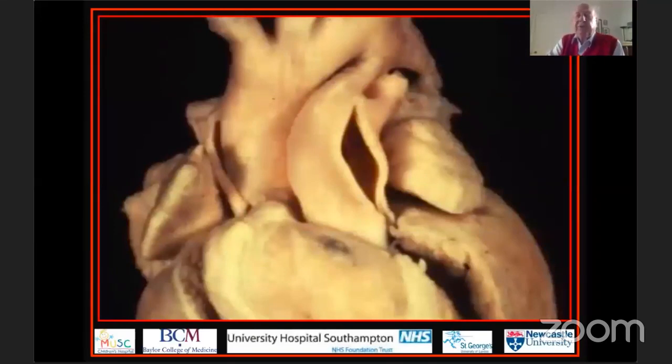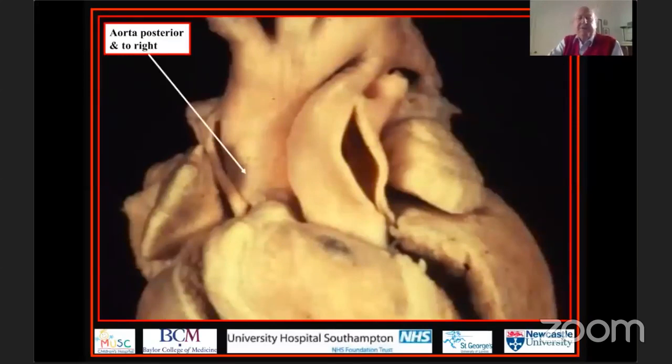Now here is the other arrangement that created so much trouble in the early part of the 1970s. There is the aorta. It is positioned posteriorly and to the right. We have usual atrial arrangement. We have concordant atrioventricular connections. So again, the right ventricle is anterior and right-sided.